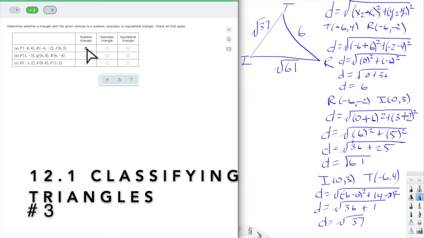So we have to go through and do this 3 more times for the next triangle and 3 more times for the triangle after that. We have to do this a total of 9 times. It's definitely a little bit of a longer process on this one.